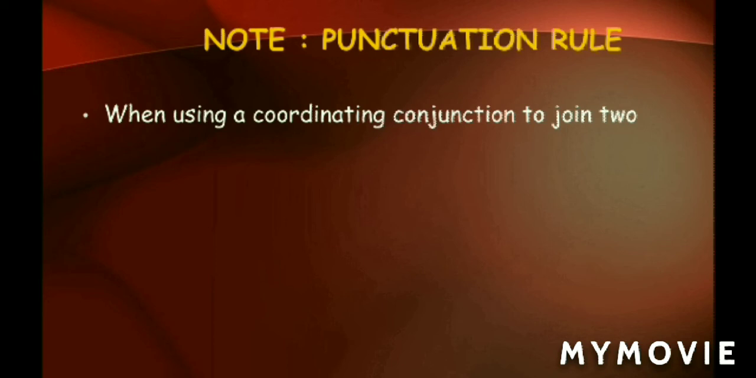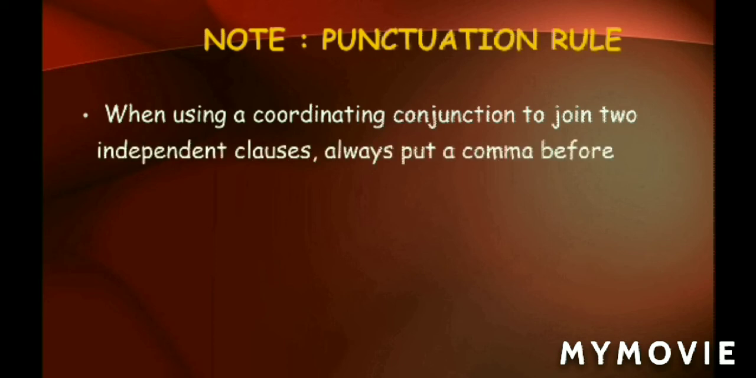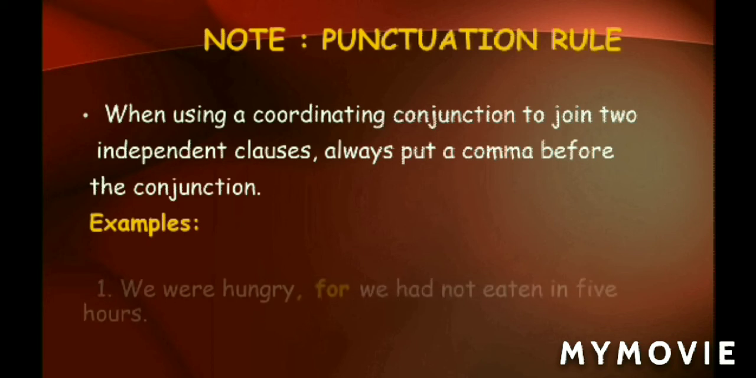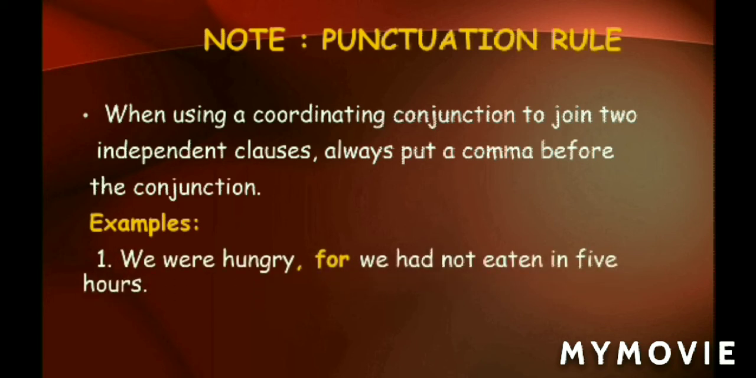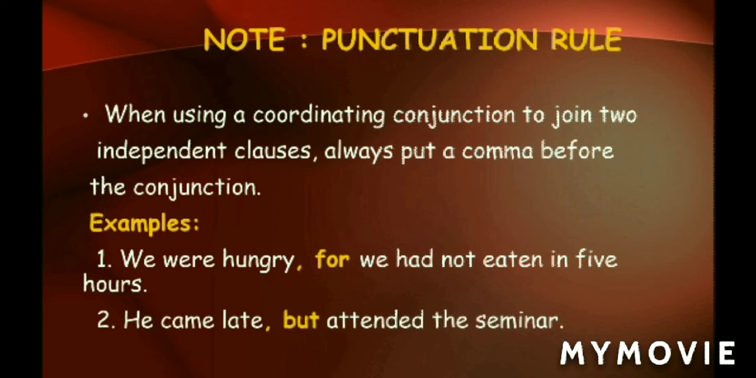Punctuation rule for using coordinating conjunctions. When using a coordinating conjunction to join 2 independent clauses, always put a comma before the conjunction. Let's have a look at some examples. We were hungry, for we had not eaten in 5 hours. Number 2, he came late, but attended the seminar. In both these examples, we can see a comma is placed before the conjunctions for and but.